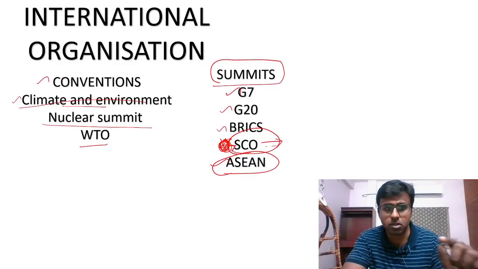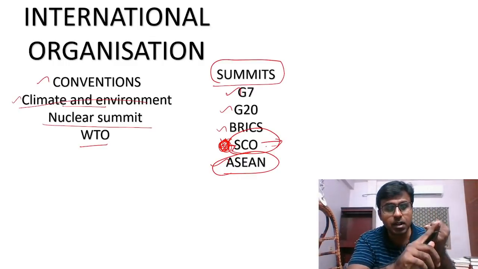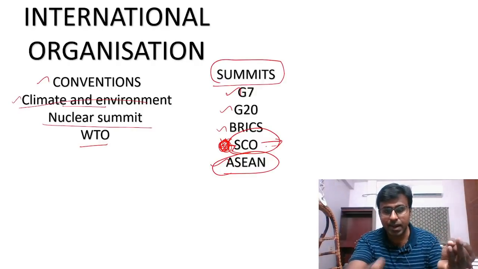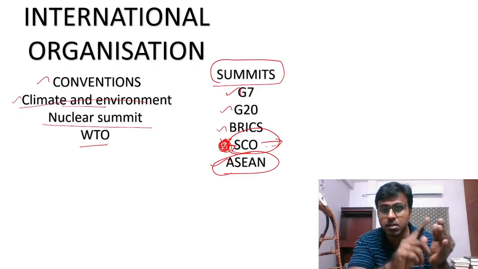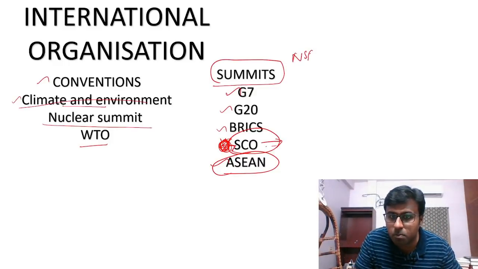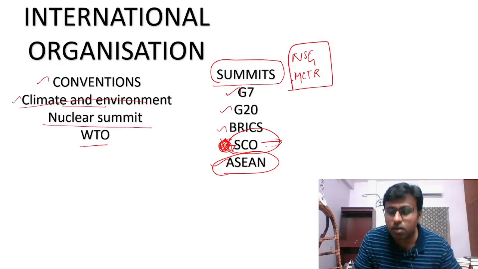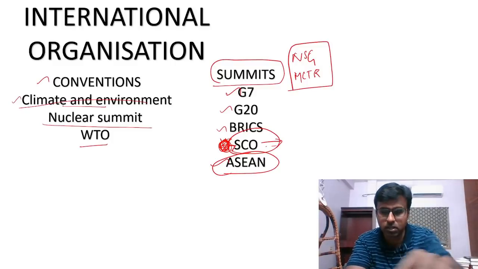What is this convention, climate change, nuclear, WTO? What is the Wassenaar agreement? I think I didn't add it here. What is the Australia group? What is the missile technology control regime? What is the nuclear suppliers group? Missile technology control regime. What is the Australia group? What is the Wassenaar agreement? All of these you should know.